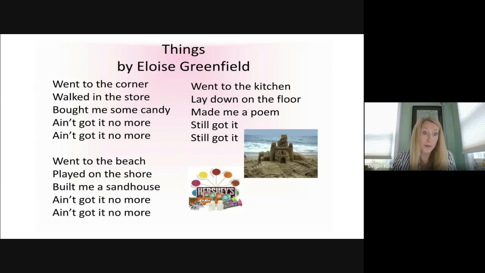Went to the corner, walked in the store, bought me some candy, ain't got it no more, ain't got it no more. Went to the beach, played on the shore, built me a sand house, ain't got it no more, ain't got it no more. Went to the kitchen, laid down on the floor, made me a poem, still got it, still got it.